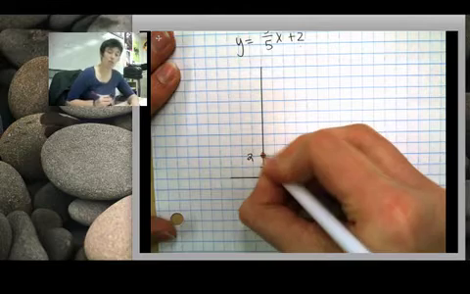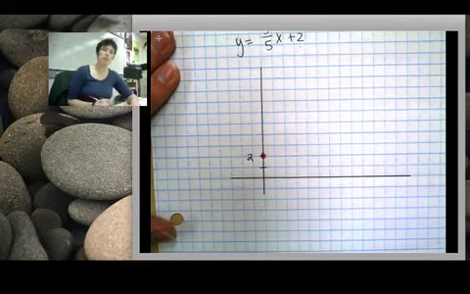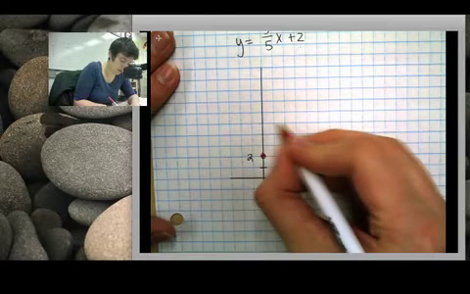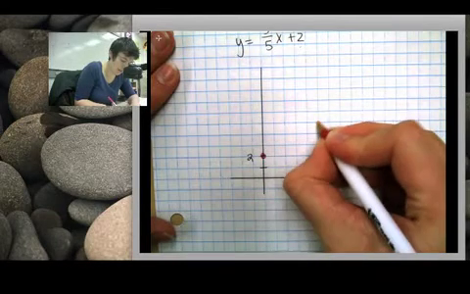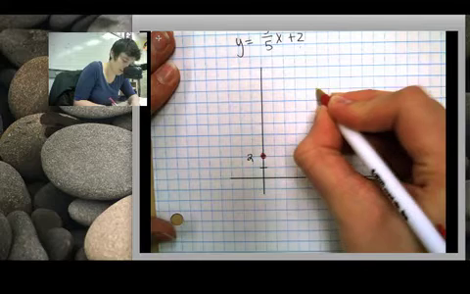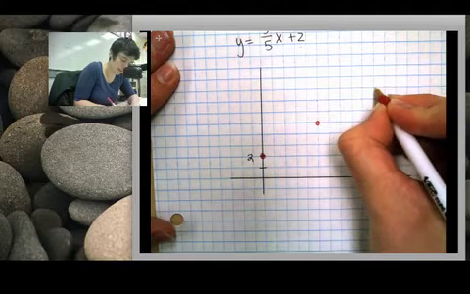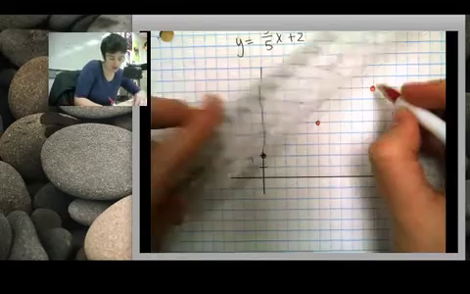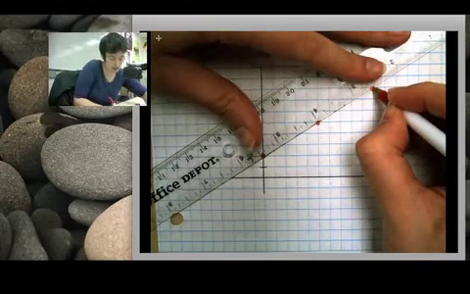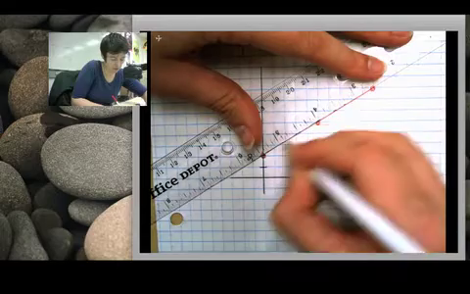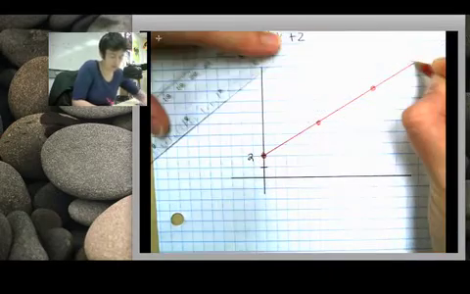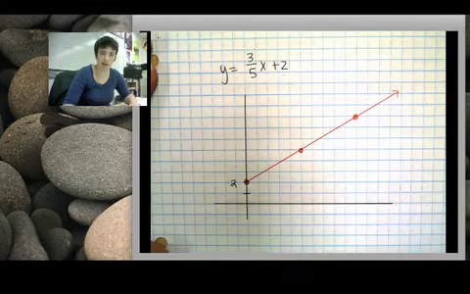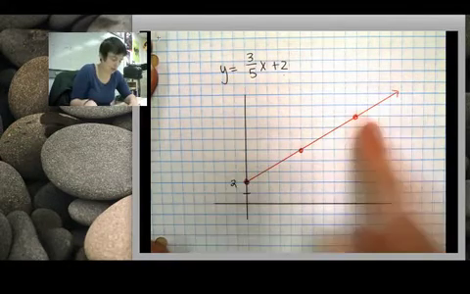And now our slope is 3/5. So I'm going to be going up 3 over 5. So 1, 2, 3, 1, 2, 3, 4, 5. Again, 1, 2, 3, 1, 2, 3, 4, 5. And I could do this a lot. I'm only going to do it a couple of times, and I'm going to draw a line here. Alright, so there is my y equals 3/5 x plus 2 line.